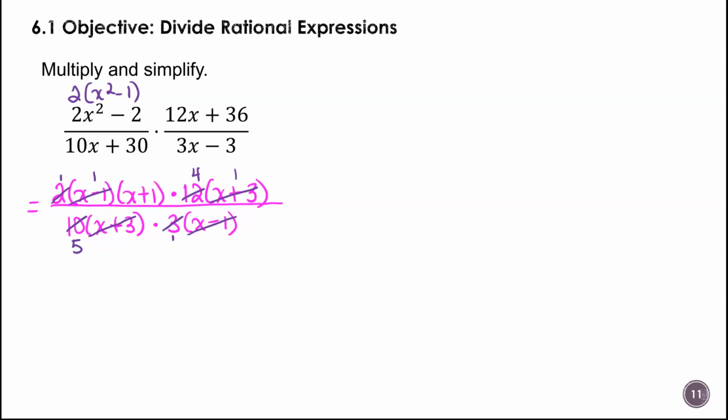That's what's left. And so then I'm going to multiply out what I have left. And so in the numerator, I simply have a 4 times x plus 1. And in the denominator, the only thing I have left is a 5. Now, you could take 2 times 12 and make that 24, and 10 times 3 in the denominator for 30, but you would still have to simplify that to 4/5 on the next step.